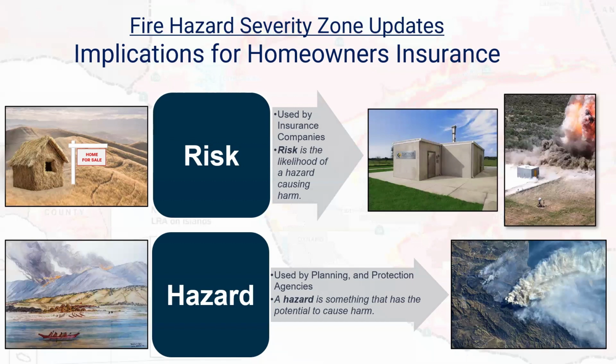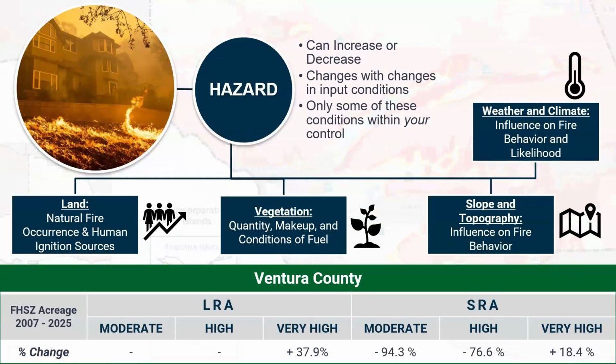So essentially, fire hazard severity zone maps are used by planning and protection agencies and our municipalities. Risk maps or risk zones are used by the insurance companies. So the hazard, it can increase and decrease, right? Some areas that were previously in a fire hazard severity zone are no longer in a zone because maybe there's a big parking lot there now. It changes with the input conditions.